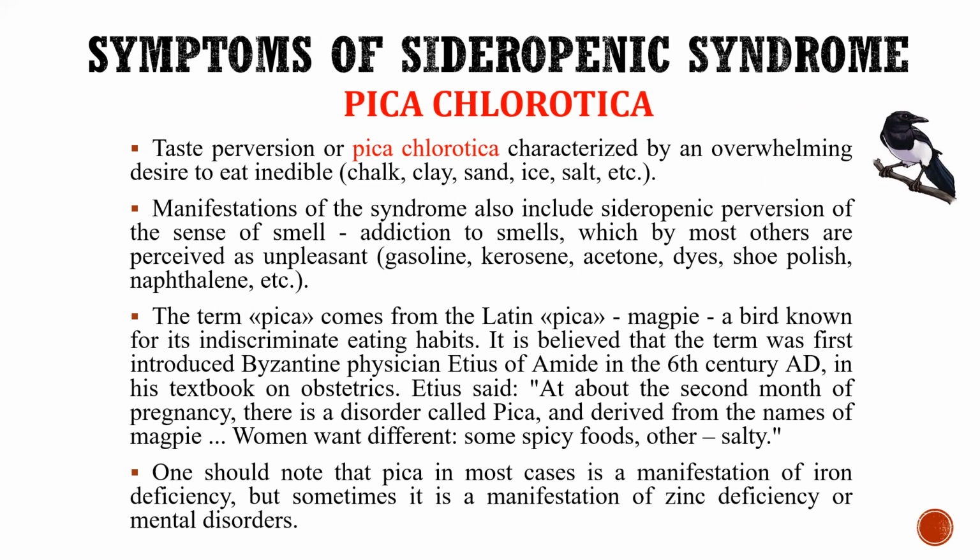The term pica comes from Latin pica, magpie, a bird known for its indiscriminate eating habits, and it's believed that the term was first introduced by the Byzantine physician Aetius of Amida in the 6th century, in his book of obstetrics. One should note that pica in most cases is a manifestation of iron deficiency, but sometimes it's a manifestation of zinc deficiency or mental disorders.